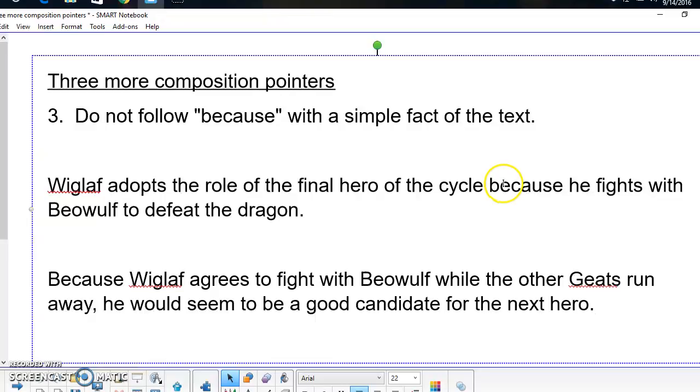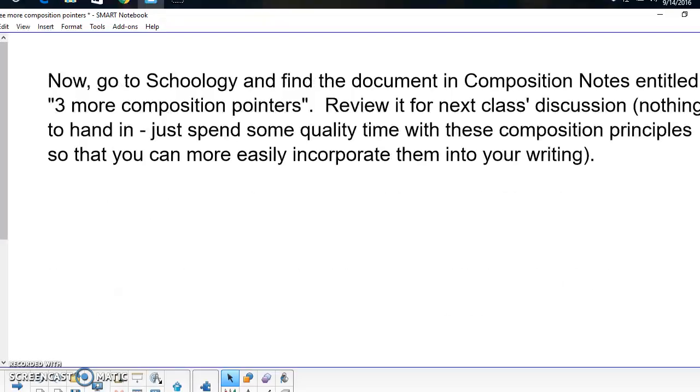So the difference might seem on the surface to be kind of small. All I've done is add in another fact of the text. But what I've really done is characterize Wiglaf as a different kind of hero. And now I really do have a cause of why he might be a good candidate. So again, if the difference between these two is still kind of subtle and you're not really seeing it, don't worry. It takes some practice to get used to how to use because. What you can do, though, is train yourself not to do this. Whatever you do, if you're going to use because, don't let this thing be the thing that follows the word because.